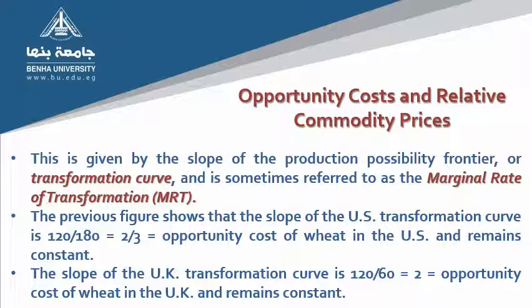The previous figure shows that the slope of the United States transformation curve is equal to 120 divided by 180, equal to 2/3, equal to the opportunity cost of wheat in the United States, and remains constant, while the slope of the United Kingdom transformation curve is equal to 120 divided by 60, equal to 2, equal to the opportunity cost of wheat in the United Kingdom, and remains constant.